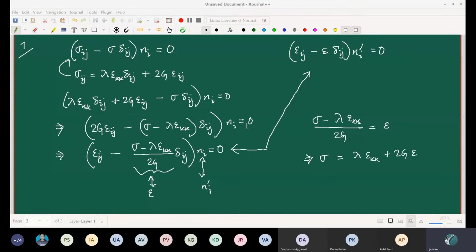This is written as lambda J1, but what is J1? J1 is nothing but this epsilon kk itself. That is the first strain invariant. Let us not forget that. So this is very much sigma is equal to lambda J1 plus twice G epsilon, exactly that has been given here. Okay, so that's it, done.